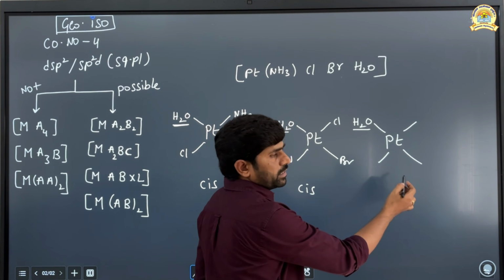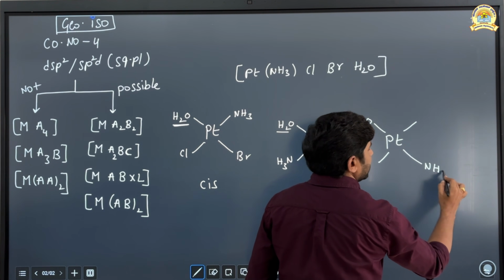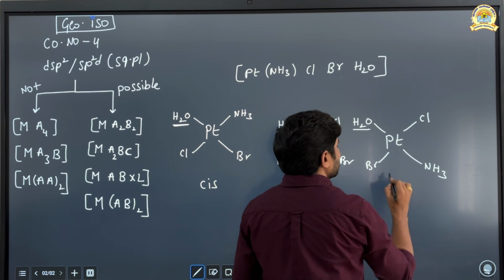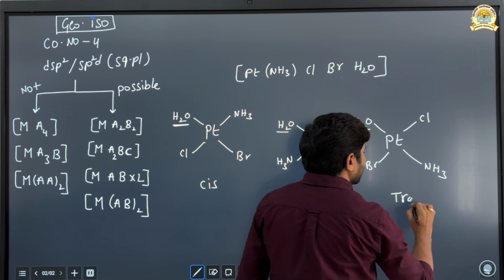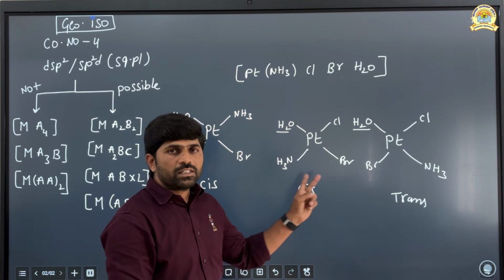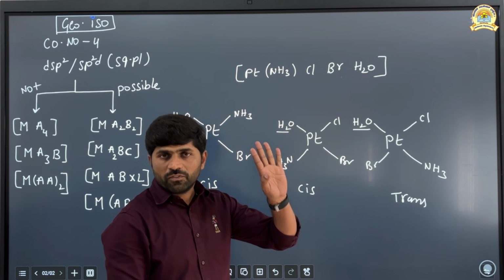Now come to the third one. The H2O and NH3 you can write on opposite sides, and the halogens you can write on opposite sides. So now it is the trans isomer. So these are the possible two cis isomers and one trans isomer for a coordination number 4 complex with four different ligands.